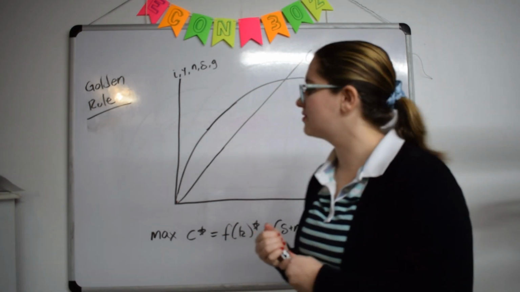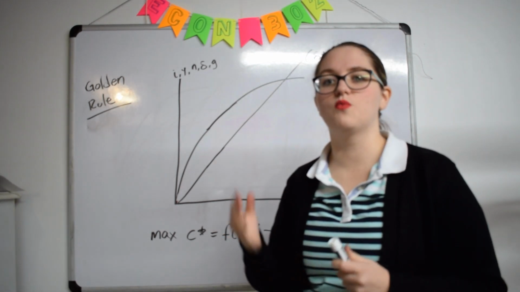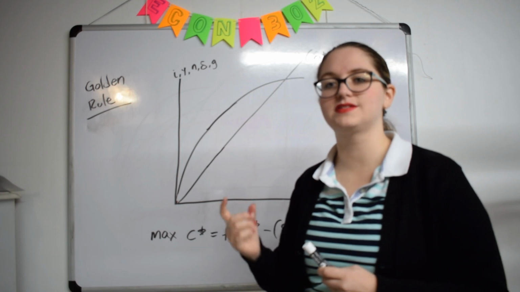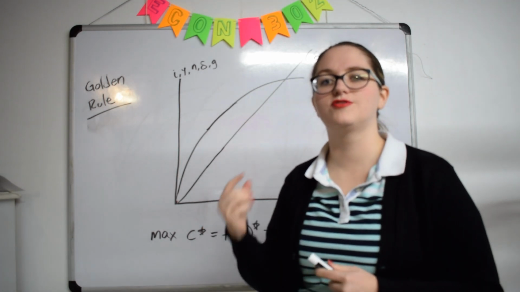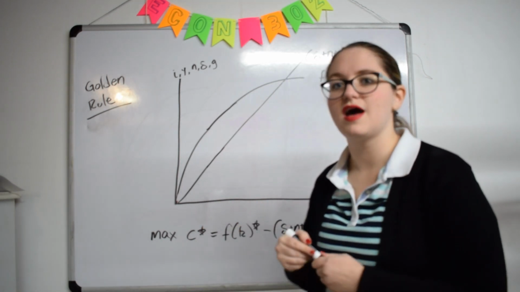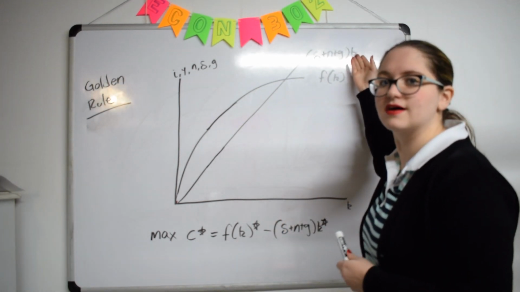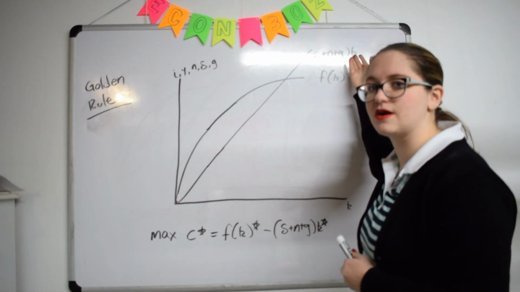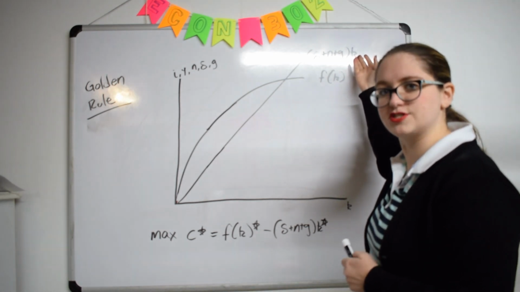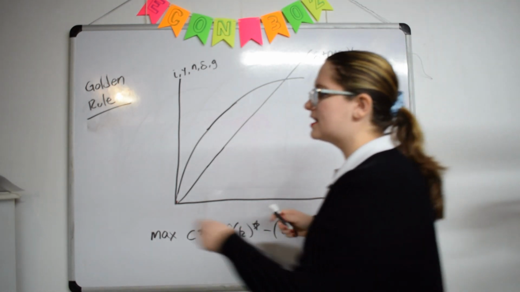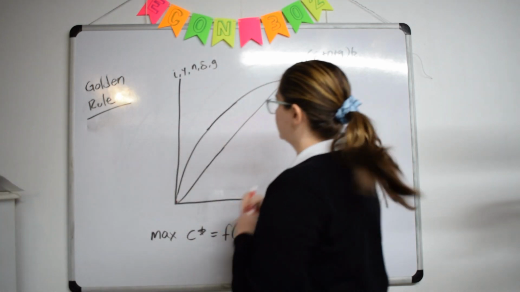So what we are going to do is find out what part of the Solow growth model creates the most consumption. And that is where the production function and the spending on depreciation, population growth, and labor efficiency is parallel. And that's roughly about right here.